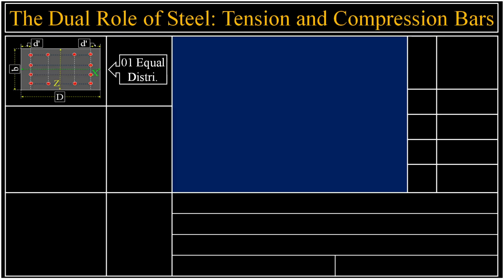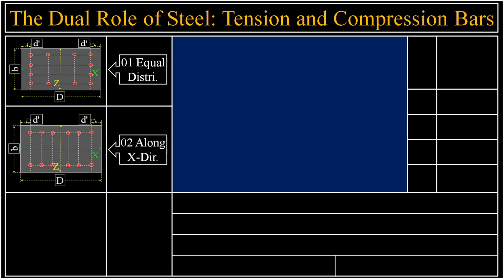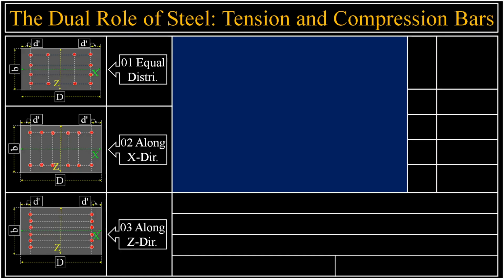as shown in the top left diagram. Number 2, along x direction. In this distribution all the bars will be distributed along the x-axis, as shown in the middle left diagram. And number 3, along z direction. In this distribution all the bars will be distributed along the z-axis, as shown in the bottom left diagram.